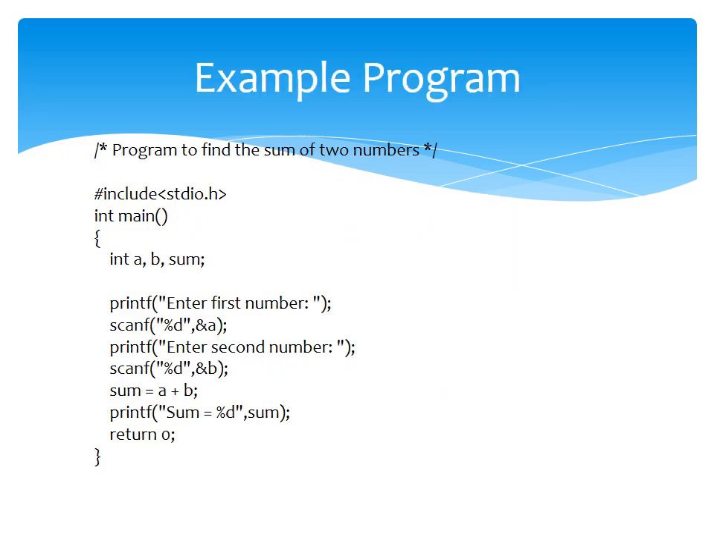This is an example that is given. You can see clearly that a comment is given: program to find the sum of two numbers. You can see the header, you can see the main, and the variables that have been declared, and you can see all the words clearly. You can see what is the data that has to be input, and what is the output that has to be produced.